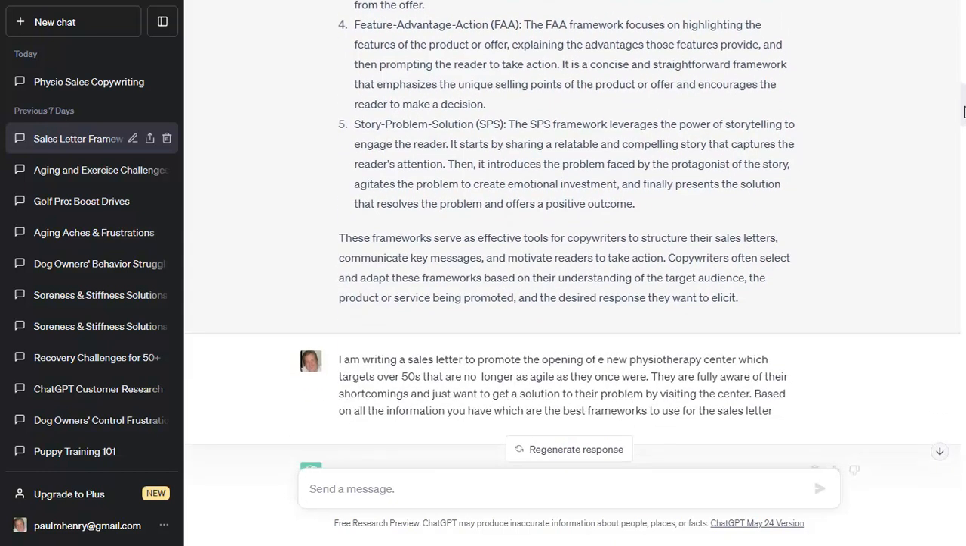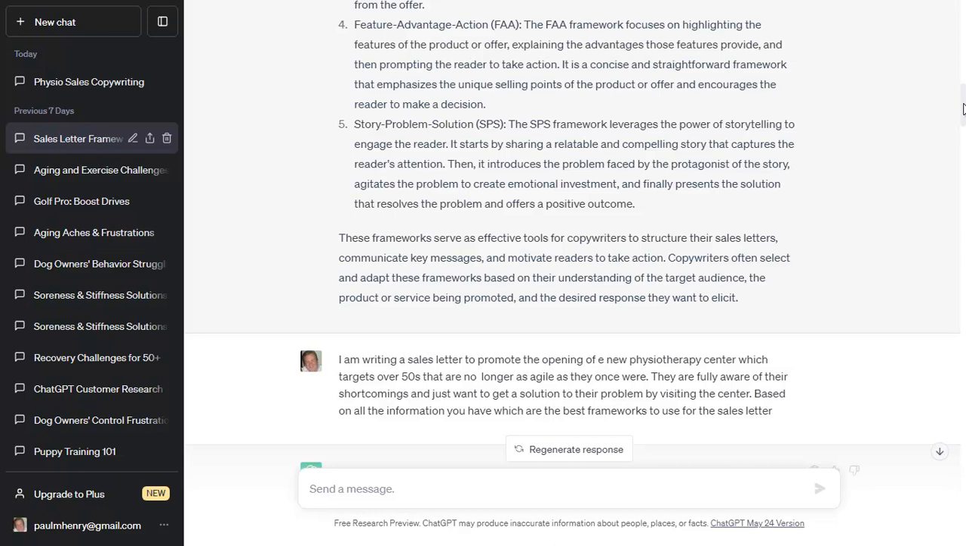So let's ask ChatGPT. Remember, this is a new session, it doesn't understand anything about the physiotherapy centre just yet. So I am writing a sales letter to promote the opening of a new physiotherapy centre which targets over 50s that are no longer as agile as they once were. They are fully aware of their shortcomings and just want to get a solution to their problem by visiting the centre. Based on all the information you have, which are the best frameworks to use for the sales letter?